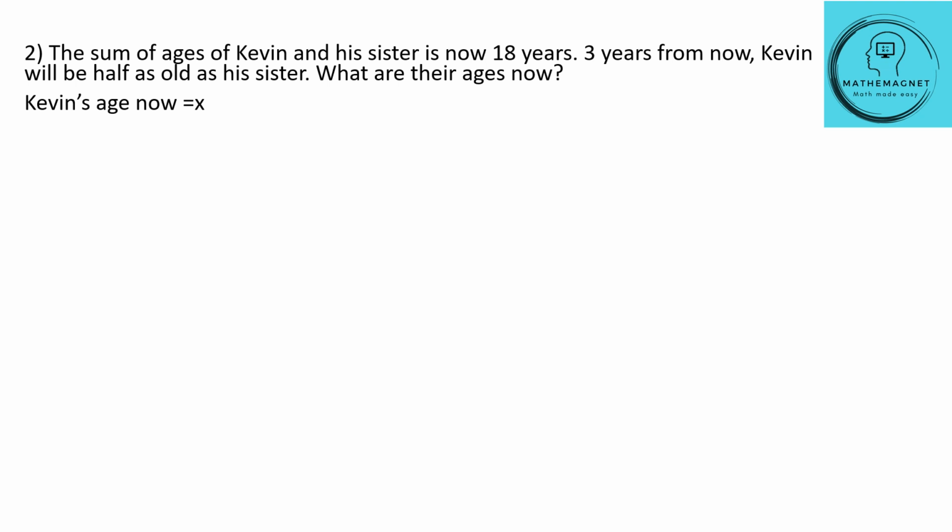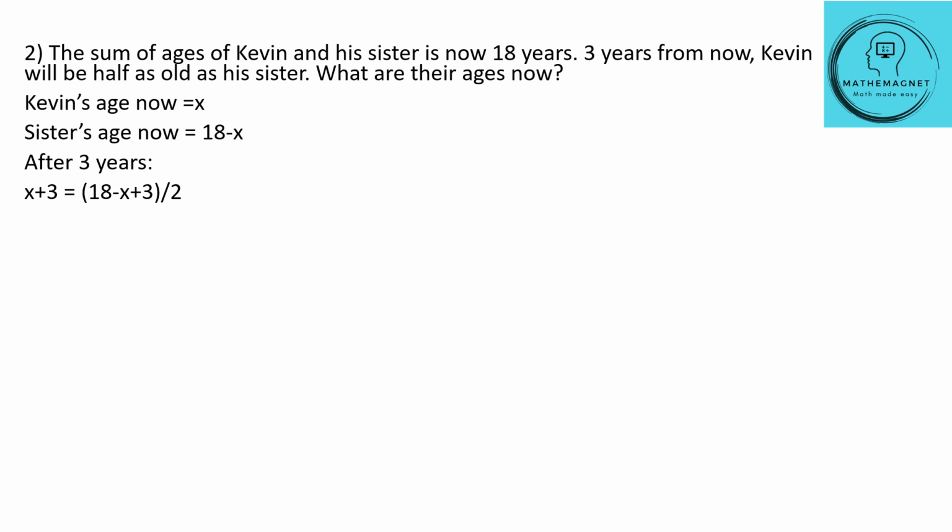Now let's assume Kevin's age now is x because it's an unknown variable. So sister's age will be 18 minus x. So after 3 years it becomes x plus 3, which will be equal to (18 minus x plus 3) divided by 2. They've told after 3 years, Kevin will be half as old as his sister. So it becomes 3 years.